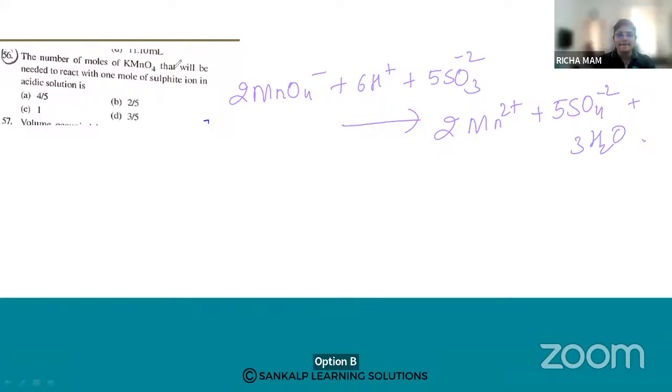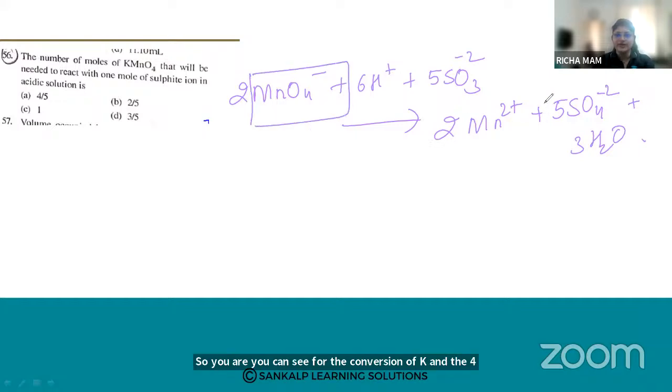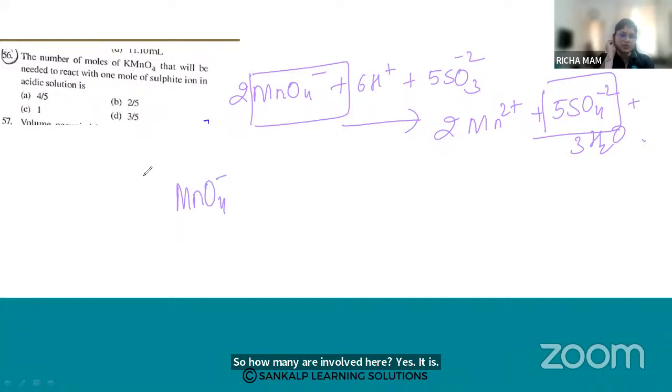Neeraj and Vamshi Krishna have answered it as B. So here you can see the conversion of KMnO4 to the sulfate ion, that is SO4^2-. How many ions are involved here? MnO4^-. So the number of moles of KMnO4 that will be needed to react with 1 mole of sulfite ion in acidic solution is 2 by 5.